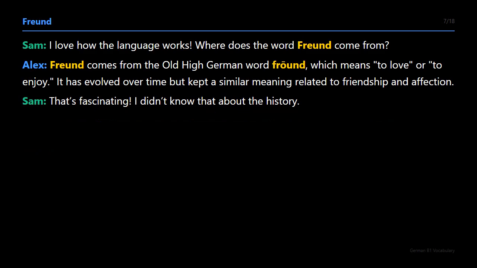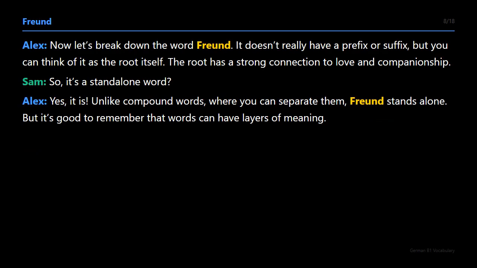Now let's break down the word. Freund doesn't really have a prefix or suffix, but you can think of it as the root itself. The root has a strong connection to love and companionship. So, it's a standalone word. Yes, it is. Unlike compound words, where you can separate them, Freund stands alone. But it's good to remember that words can have layers of meaning.